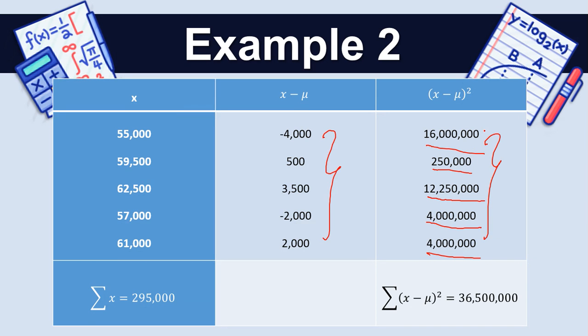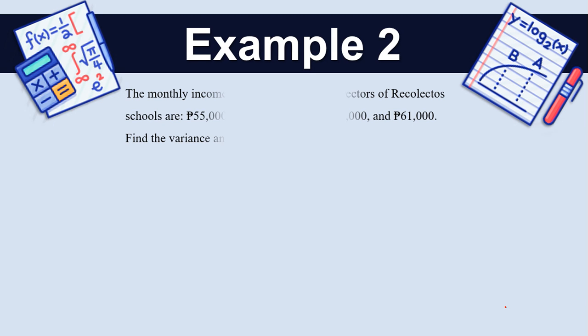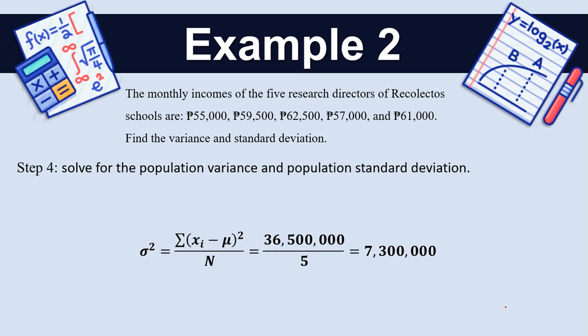After we get the squared, kuhain lang po natin yung summation. Okay, add lang natin yan lahat and then ito po yung magiging answer. 36,500,000. Okay? So, ang gagawin natin dito, okay, substitute lang natin siya sa formula. So, 36,500,000 divided po sa 5, ang answer po is 7,300,000. Pa-double check if the answer is correct.